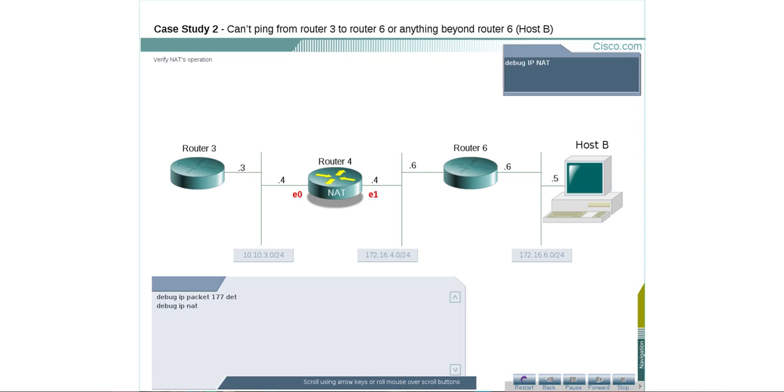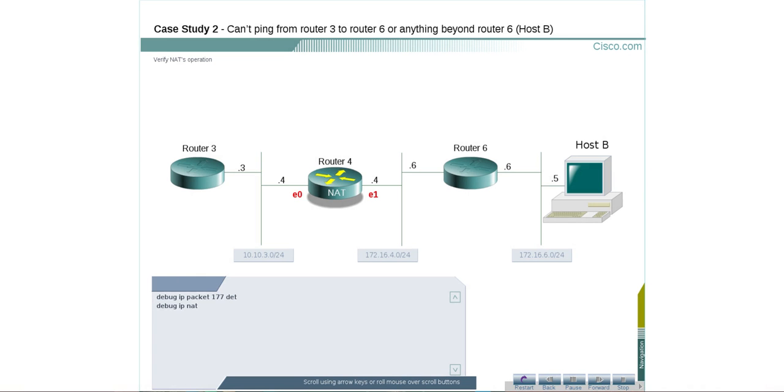Using an access list as we are doing is extremely important. Otherwise, the debug could quickly use up router resources and cause the router to become inoperable. With both of these debugs enabled, we will be looking for packets that should be exchanged between router 3 and router 6. With IP packet and NAT debugging enabled on router 4 as shown previously, we see the packets as follows.